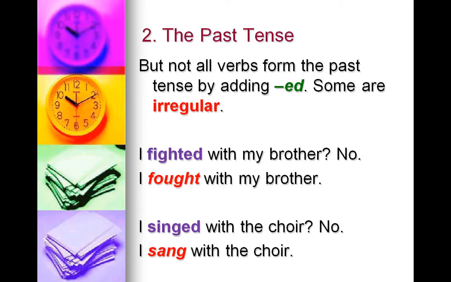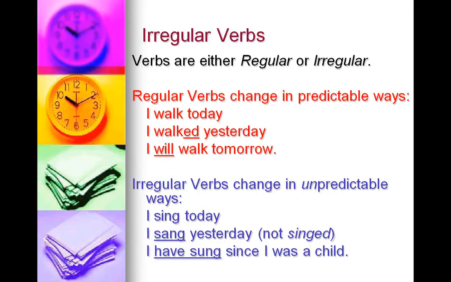I singed with the choir? No, I sang with the choir. Sing is an irregular verb, so it can't form its past by just putting ed on the end. Singed. The whole verb spelling changes in an unpredictable way and becomes sang. So regular verbs change in predictable ways. In the past tense, you can just put ed on the end. Irregular verbs change in unpredictable ways. Sing becomes sang in the past.